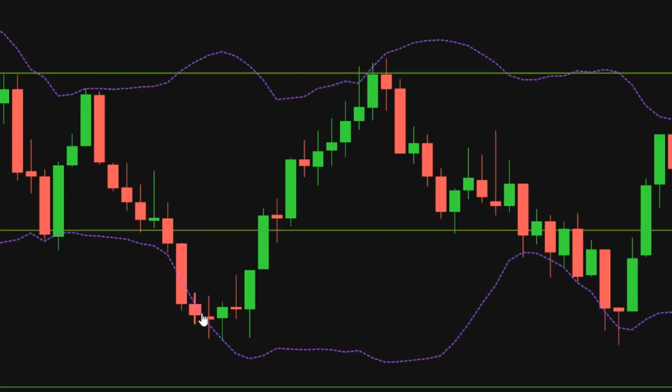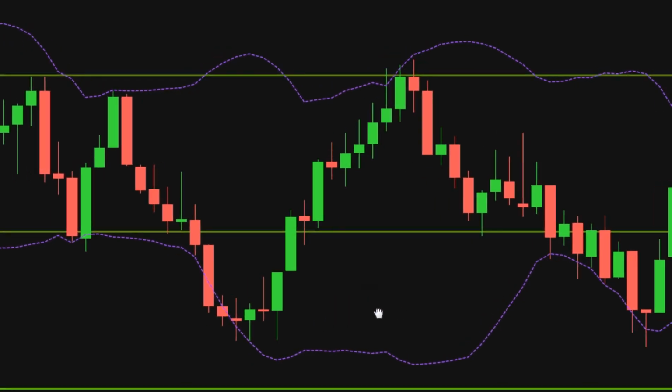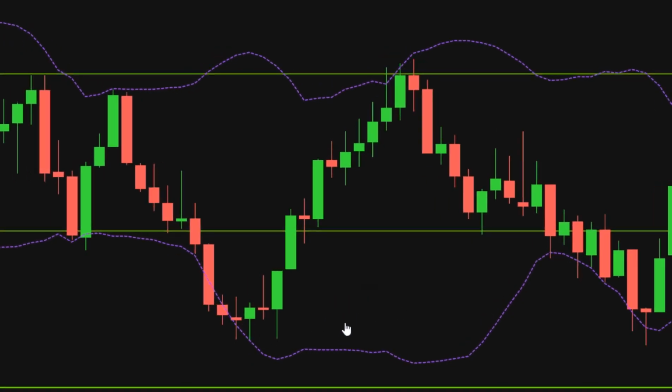Another option is to wait for a series of dojis. A doji represents indecision in the market.